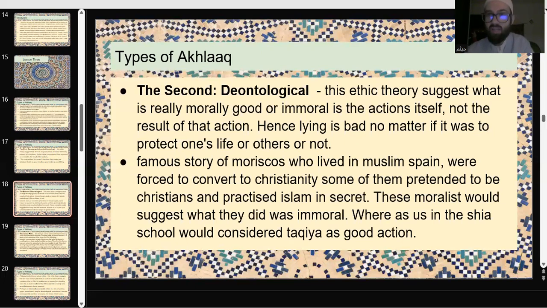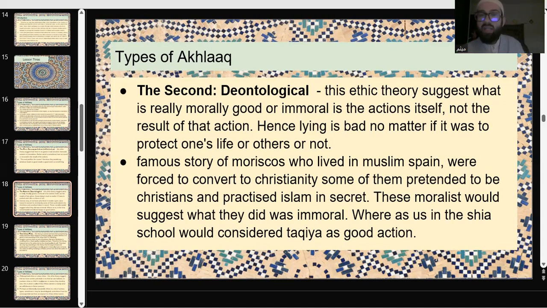So you can see, as Shia, we have a problem with this because we have a belief in taqiyya. In this moral theory, what matters is the action itself. If lying is immoral, then its end results never justify the means. If telling the truth is moral, then the end results will never justify the means. It won't matter what the consequences are if you tell the truth. What matters is you told the truth. That's what's being moral or not.